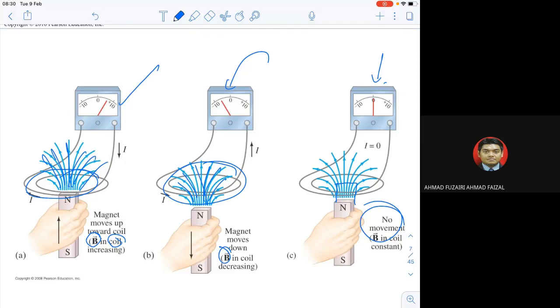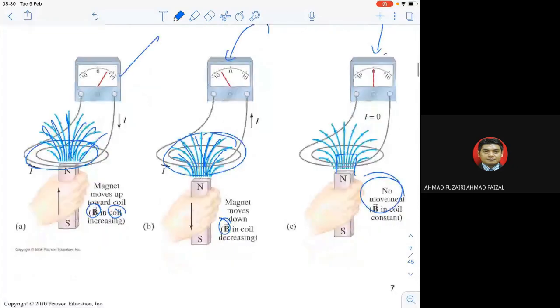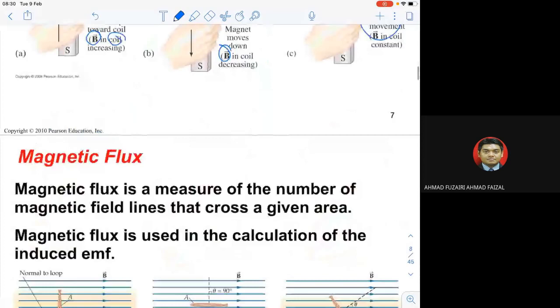So in order to have a stable current, you need to push and pull the magnet into the coil, because we want to make B increasing or decreasing. All right. Any questions so far?